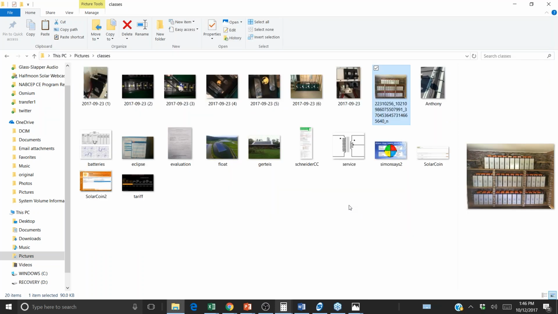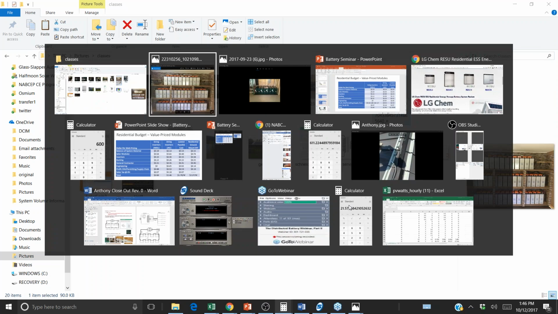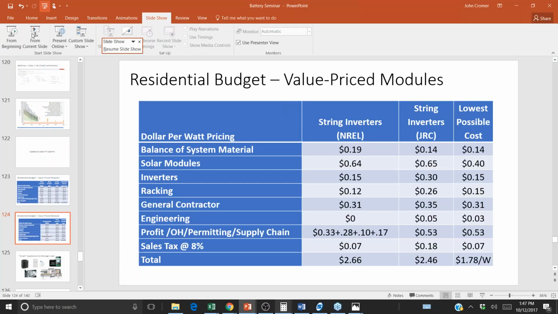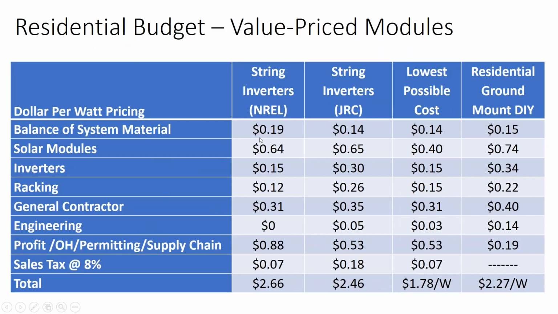Anything else to? So, doing some updates to solar arrays.